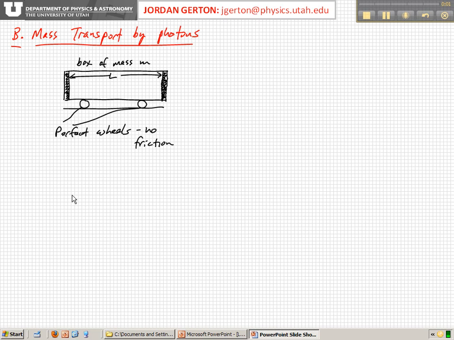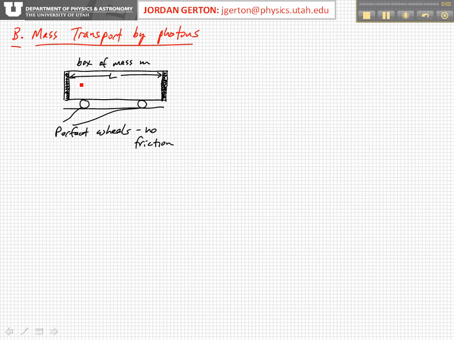Okay, so here's our box, and what we are imagining now is that we have a photon that's emitted at one side of the box and then is absorbed by the other side of the box. So it's going from left to right within the box.